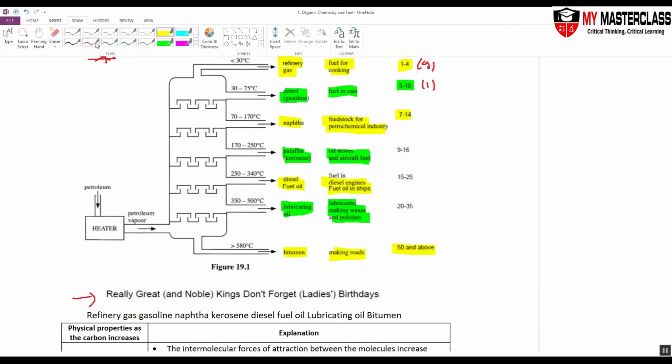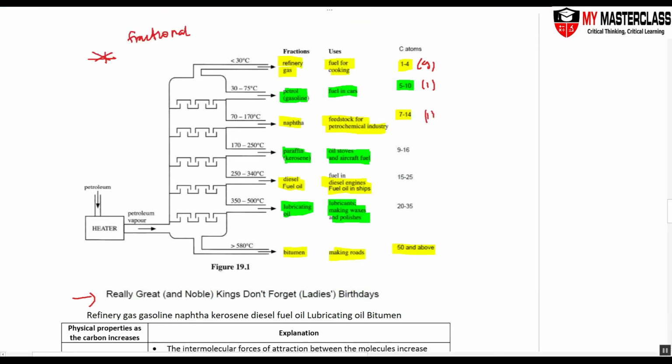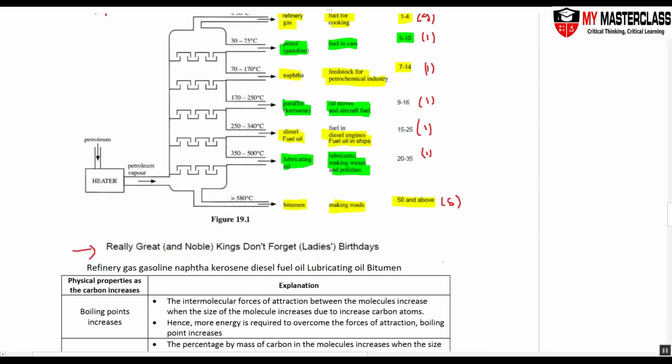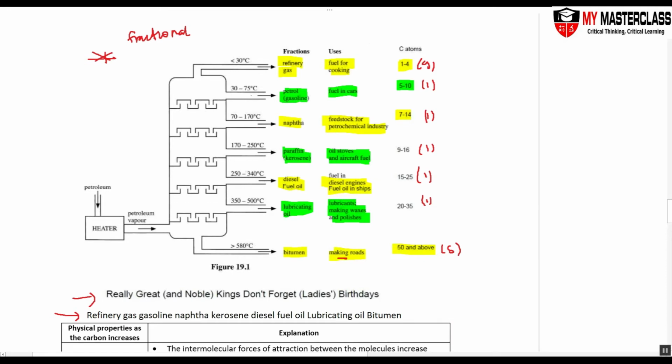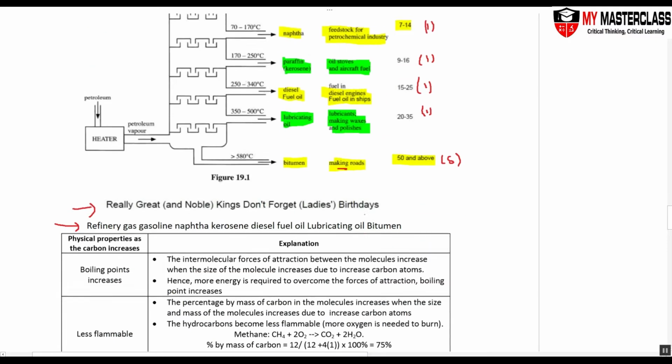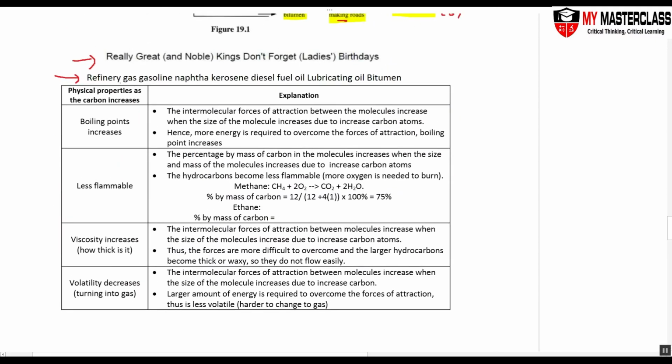Okay, so generally speaking, these are all liquid. And as you go to bitumen, it will be almost solid. It will be like thick, solid, so that you can make roads. Okay, so this sequence where the petroleum, the crude oil, is separated into the different fractions and what each is used for, you have to know. Okay, so we are going to look at some of these physical properties.